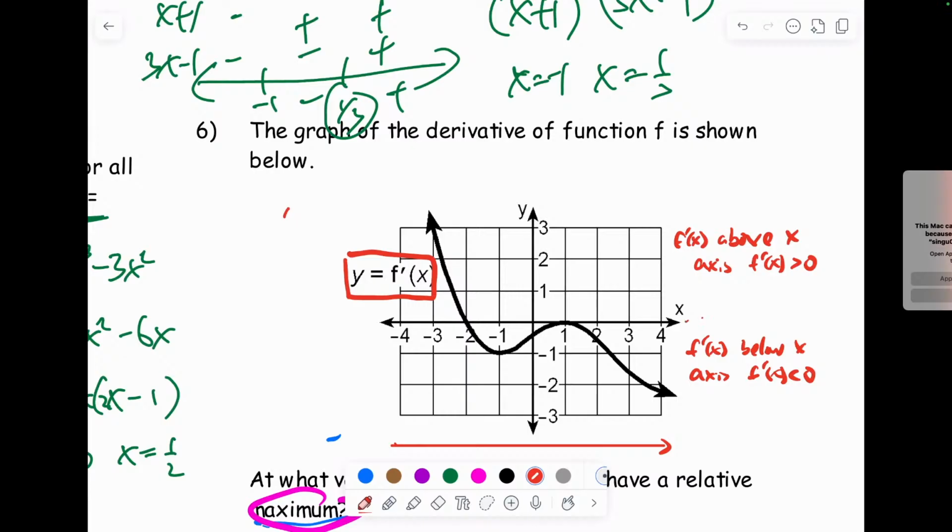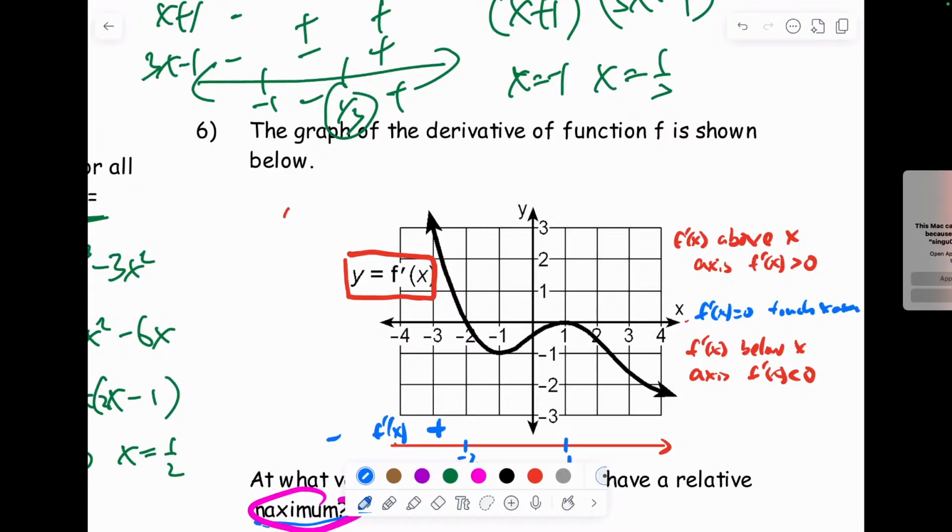f prime of x equal to 0 means they touch the x-axis. So therefore, it has 0 at -2 and 1. Is that okay? Before that, we're going to do the number line test. f prime of x is what? It's positive or negative? It's positive, so write down positive.